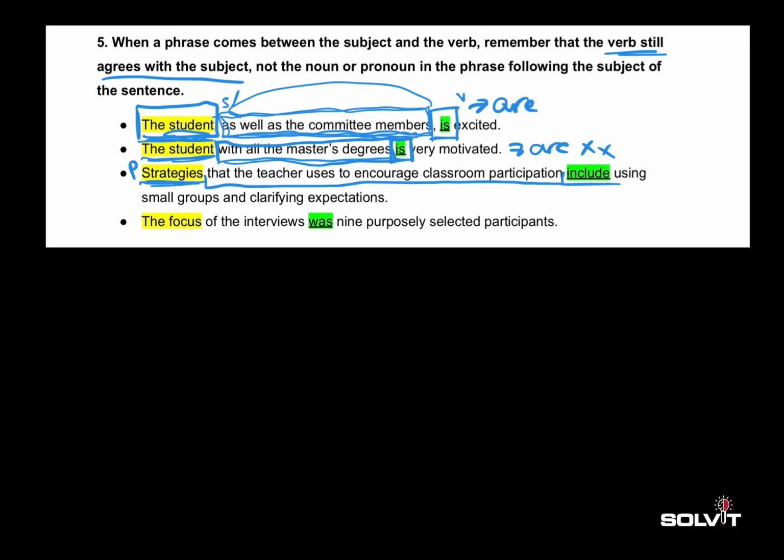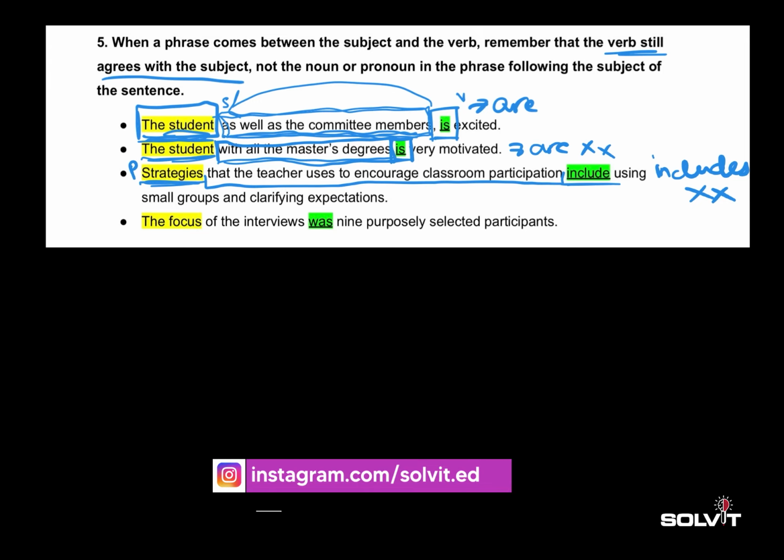Okay, that the teacher uses to encourage classroom participation. This phrase is not there. Let's read the rest of the sentence. Strategies include using small groups and clarifying expectations, right? This makes sense. So I cannot use the word includes. That will be incorrect because we're talking about strategies, which is plural, and so we're going to use the plural form of the verb, which is include, not includes.